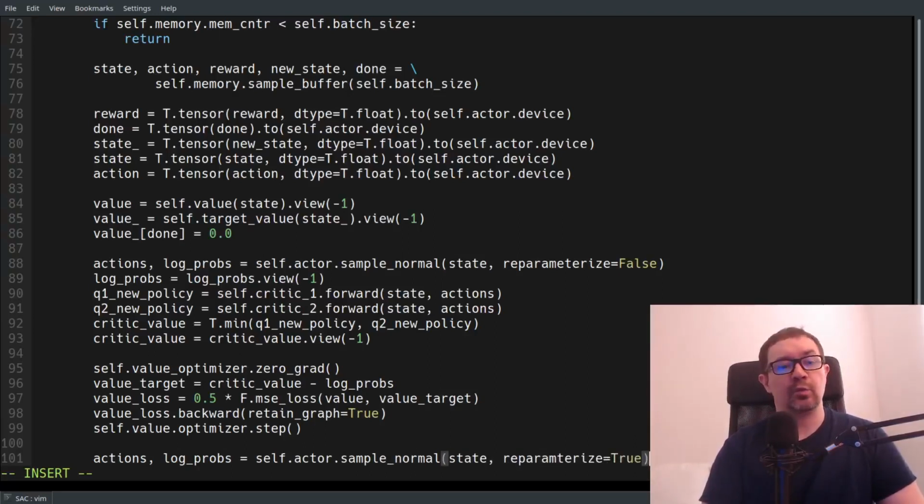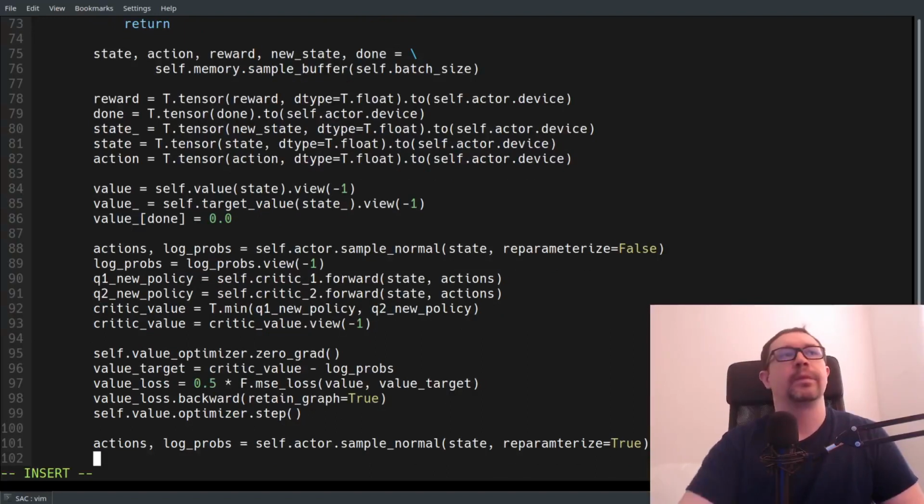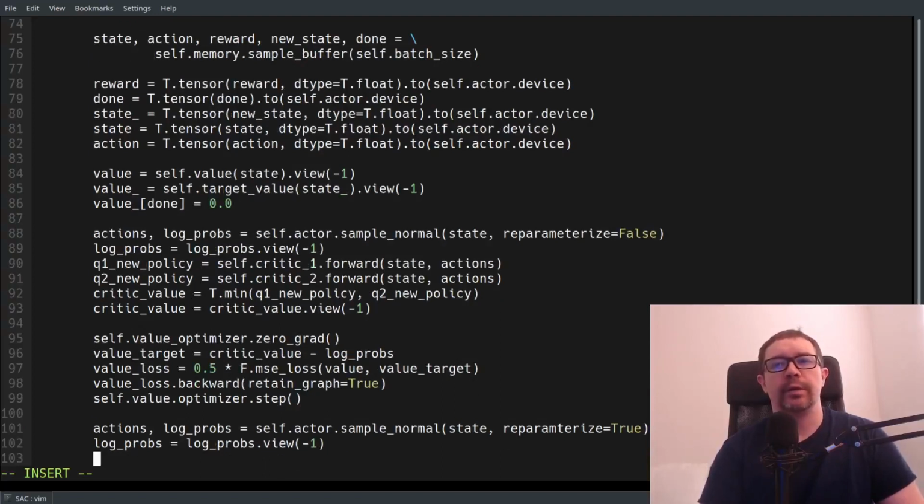But in this case, we do want to use the reparameterization trick. Then we'll say log probs view -1. It's otherwise identical to that other chunk of code up there. It's just that we have to do the reparameterization trick here. So Q1 new policy. In fact, I'm just going to copy this code.